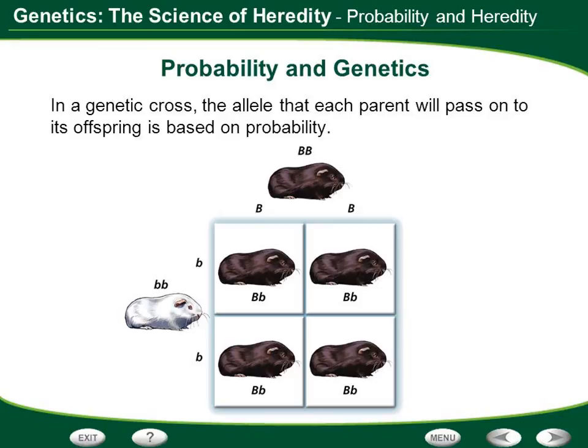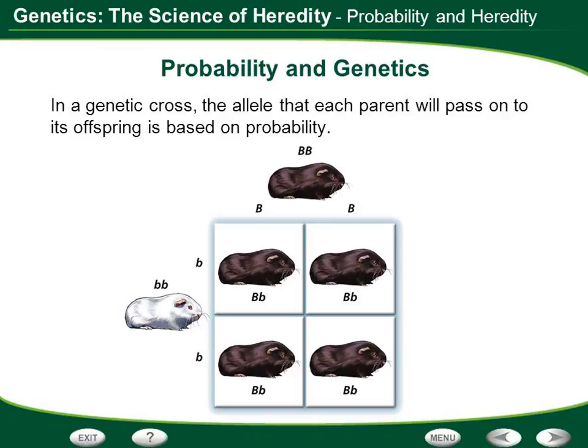If an animal has two capital B alleles, it will be black. If it has a capital B and a small b allele, it will also be black because the black allele is dominant. The only way a mouse will be white is if it has two small b alleles.